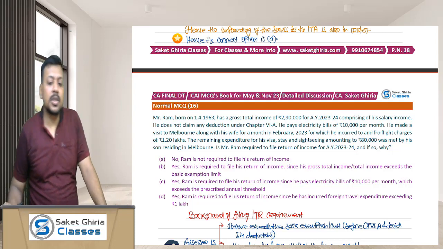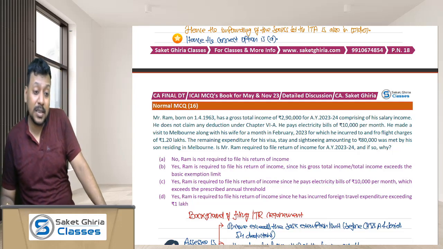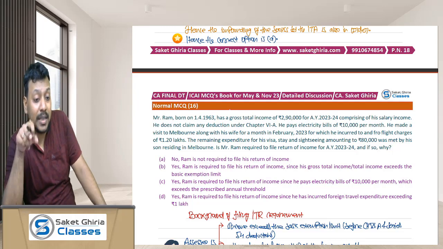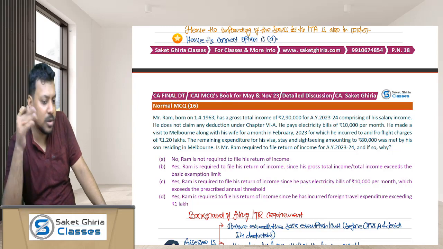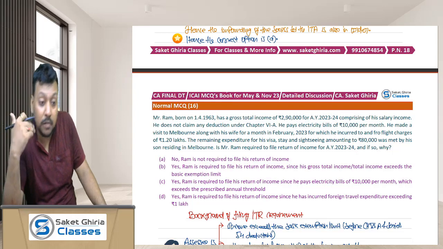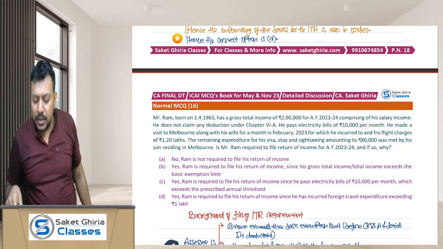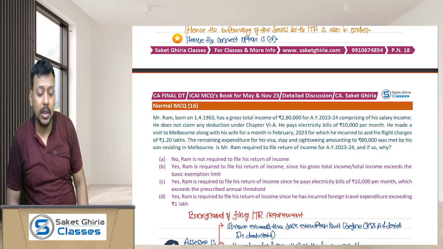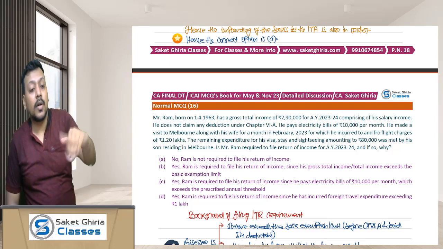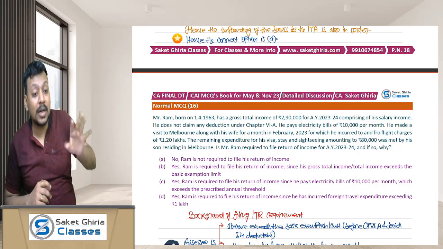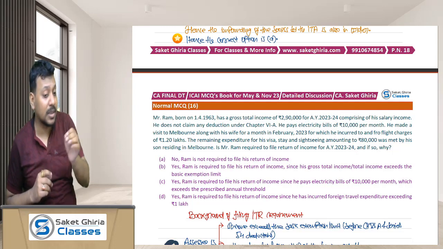The question is: is Mr. Ram required to file his return of income? Yes, sir. Why? Because the annual electricity payment by Mr. Ram exceeds rupees 1 lakh, and it is one of the conditions for filing the return of income. But the question is not so easy. It is clear that Mr. Ram is required to file the return of income, but the question is under what condition, because of which reason. There are various conditions, fulfilling which you may be required to file the return of income. The very first and very basic condition is if your total income exceeds the basic exemption limit.